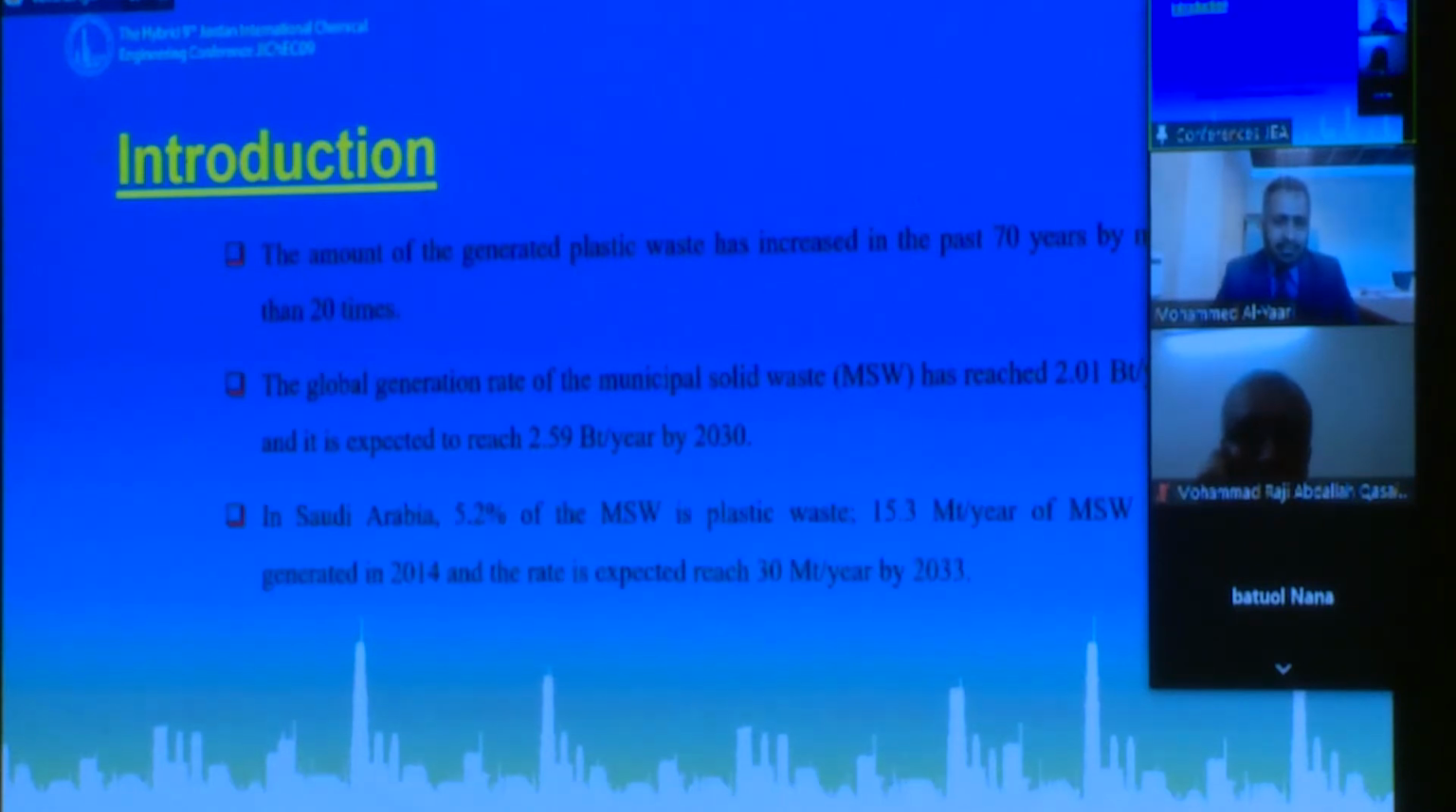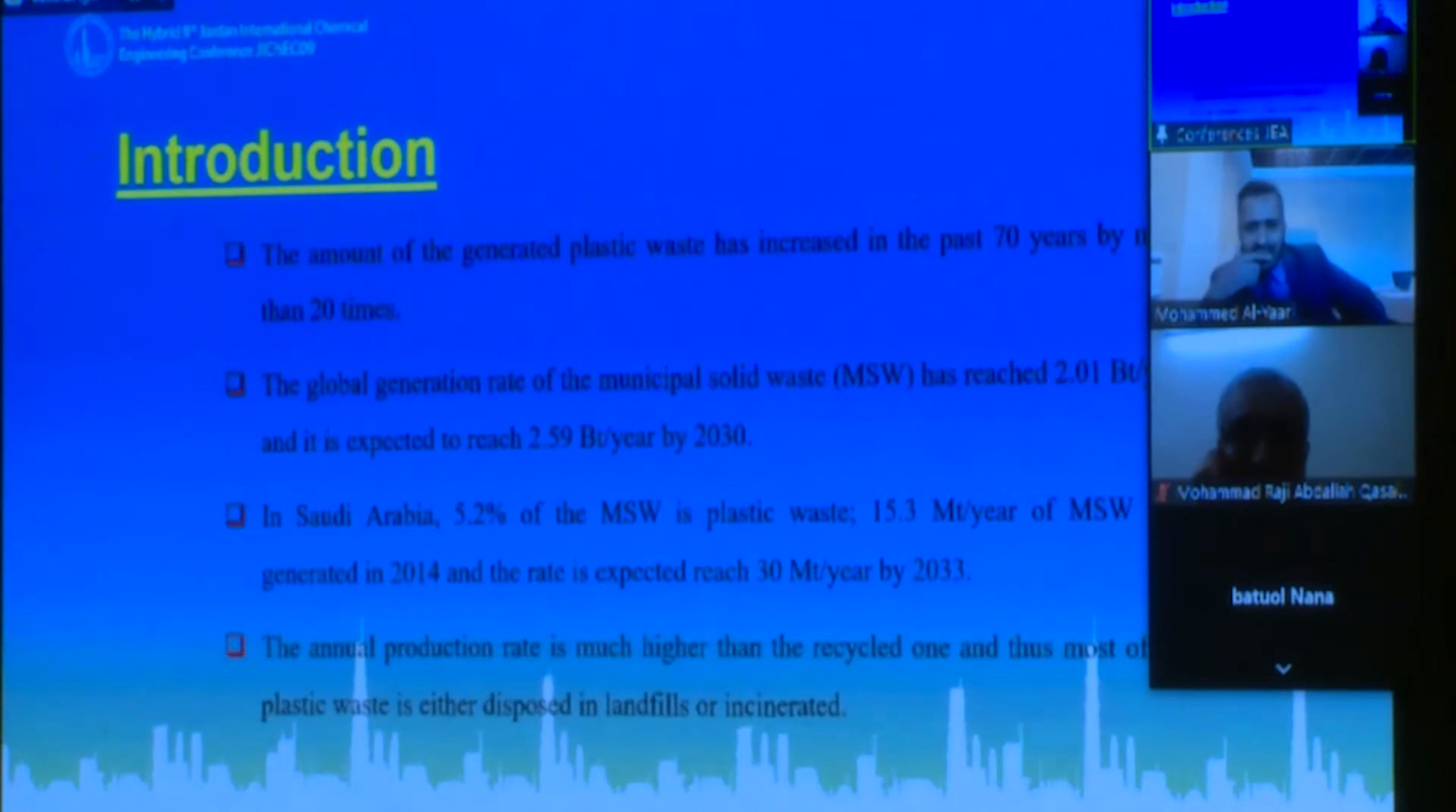In Saudi Arabia, 5.28% of the municipal solid waste is plastic waste. Unfortunately, in 2014, the generation rate was 15.3 million tons per year, and it's expected to be doubled by 2033. In addition, the annual production rate is still much higher than the recycled one. And unfortunately, most of the plastic waste is either incinerated or disposed in landfills, which is against saving our environment.